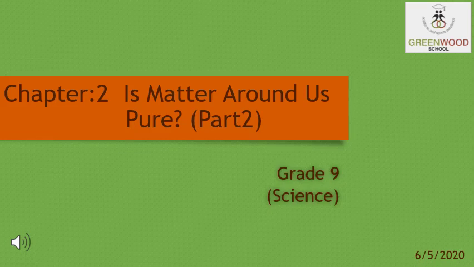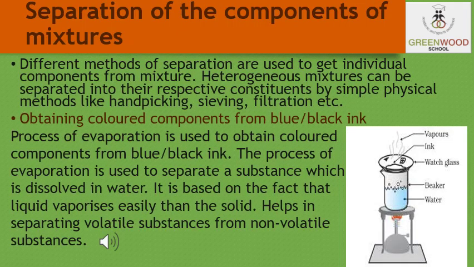Now students, we are going to continue chapter number 2, that is, Is Matter Around Us Pure? In this session we are going to learn how we can separate the different components in a particular mixture. We will study this topic in detail. Students, we have already learned that most natural substances are not chemically pure. Different methods of separation are used to get the individual components from a mixture. Separation makes it possible to study and use the individual components of a mixture.